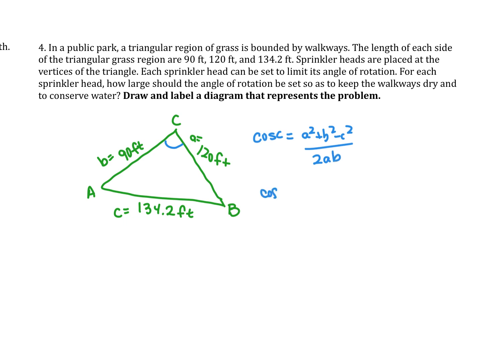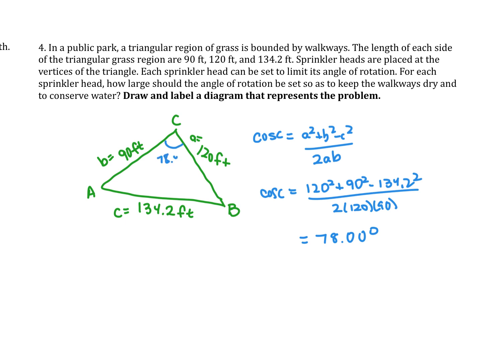Cosine of C equals a squared plus b squared minus c squared over 2ab. So cosine C is 120 squared plus 90 squared minus 134.2 squared all over 2 times 120 times 90. So I plug it in the calculator, I get 78.0014. So 78.00 degrees is angle C.